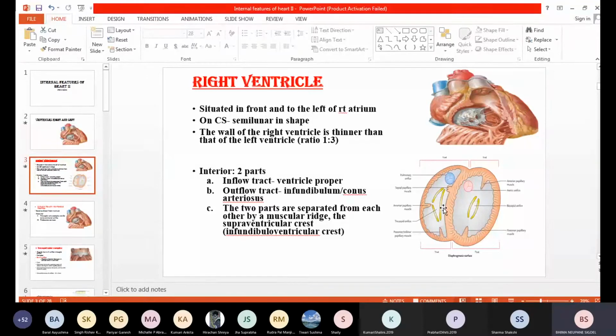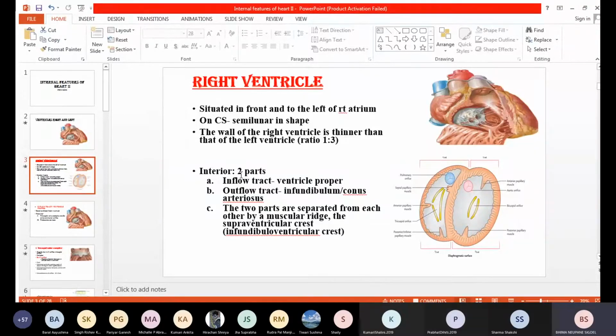Okay, thicker. If you see the left atrioventricular orifice and the right atrioventricular orifice, that is the only difference. Otherwise, other than musculature, almost all other features are the same. So you have to mention specifically that the left ventricular muscles are thicker compared to the musculature of the right ventricle.